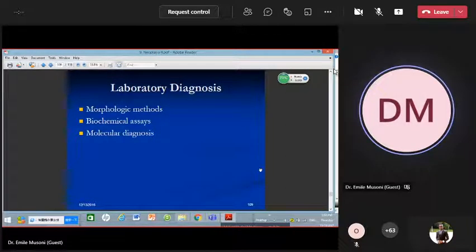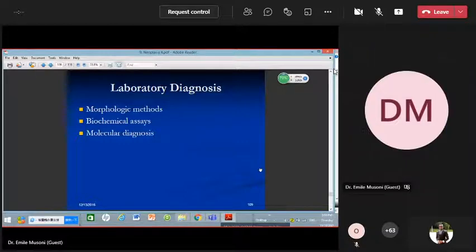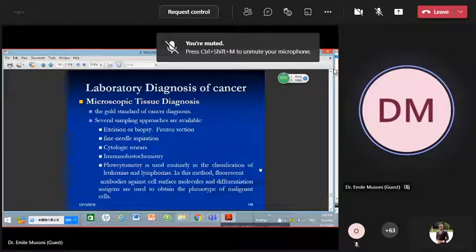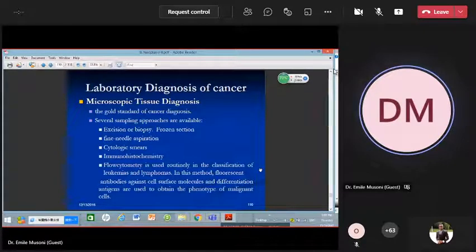Laboratory diagnosis. We have seen, first of all, microscopic tissue diagnosis using H&E. This is the gold standard, and it is the routine, by excision or biopsy, which can be on frozen section, fine needle aspiration, cytologic smear, or histochemistry, where there is antigen and antibody in the tissue.